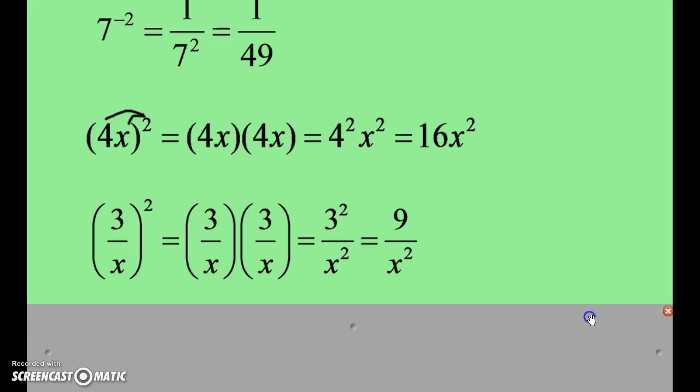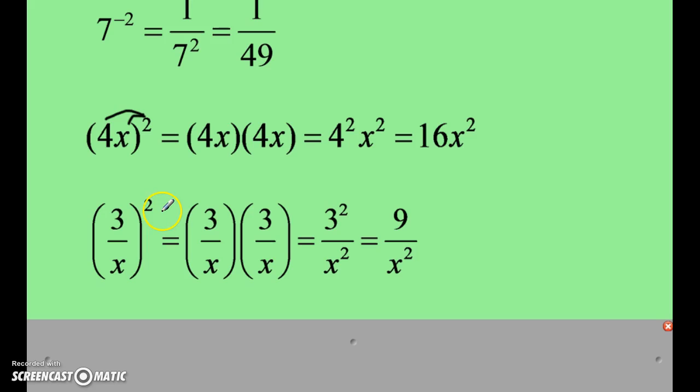And the next one we have, very similar. This was with a product. Now we're with a quotient, but the same idea applies. That 2 is going to be affecting both the numerator and the denominator of the fraction, giving us 3 squared over x squared, or 9 divided by x squared.